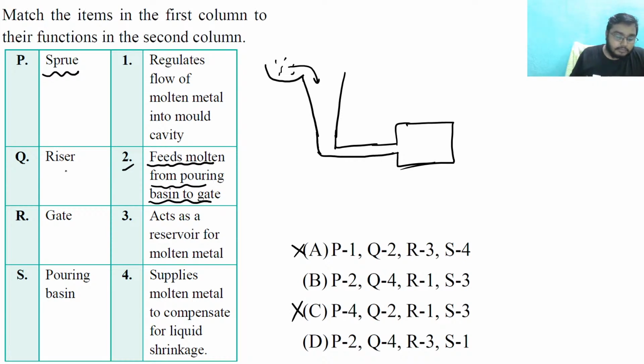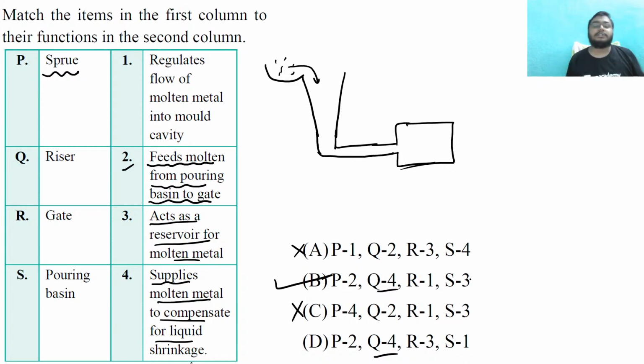Next, what is the use of this riser? We know that the riser supplies the molten metal to compensate for liquid shrinkage. So Q is 4. Again in this also Q is 4. Now let us see the pouring basin. The pouring basin acts as a reservoir for the molten metal, right? So S3. Only this option is correct. So option B is correct. Clear? Option B is correct.